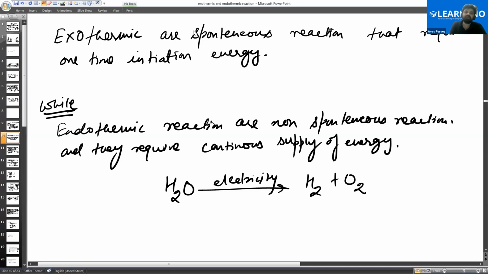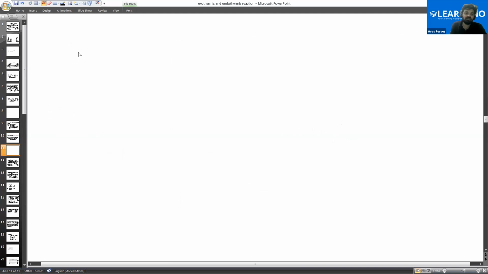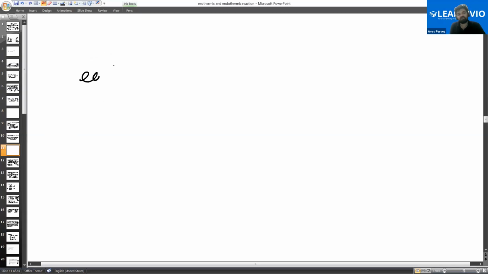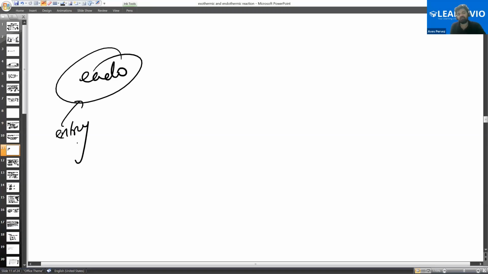While endothermic reaction, stop writing, that means endothermic. Endo means entry, giving something entry. So endothermic, therm means temperature, generally we give temperature, but other forms of energy may also be given because the ultimate form of energy at last is heat energy.